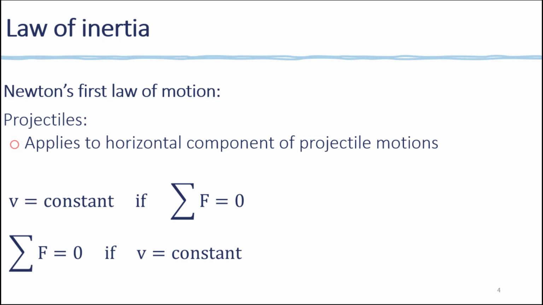Newton's first law of motion also applies if external forces act on an object, so long as the sum of those forces is equal to zero. So an object may continue its motion in a straight line or continue in its state of rest if the net external force acting on that object is zero. So Newton's first law can be explained mathematically as v, or velocity, is constant if the sum of the forces, so the resultant force, is equal to zero. And likewise, the sum of the forces is equal to zero if velocity is constant.